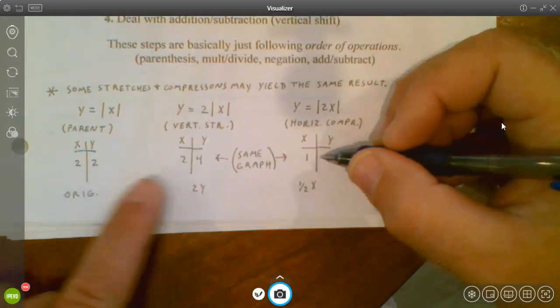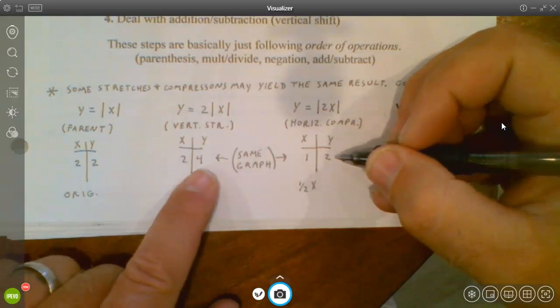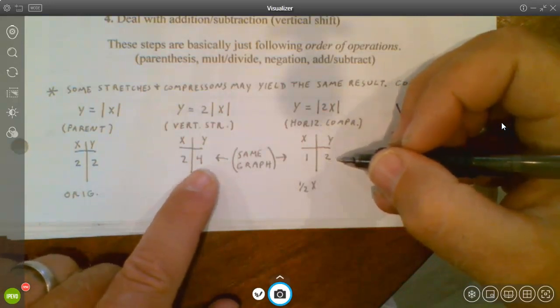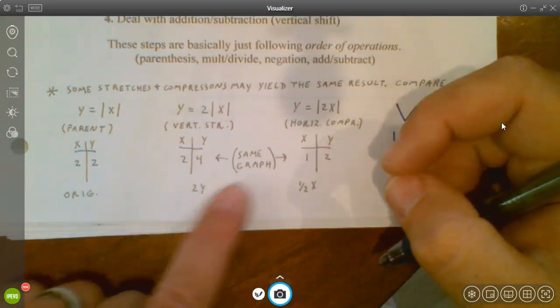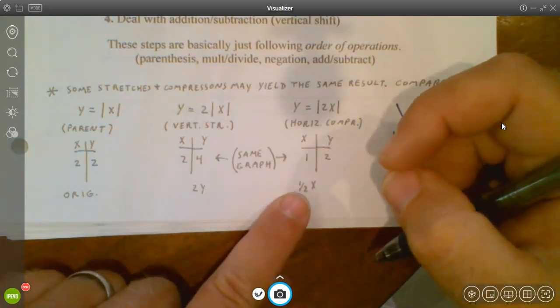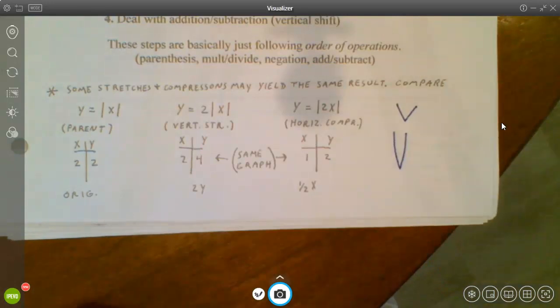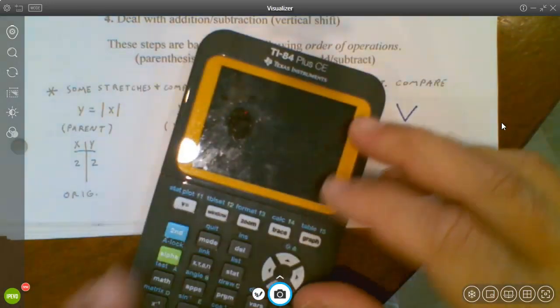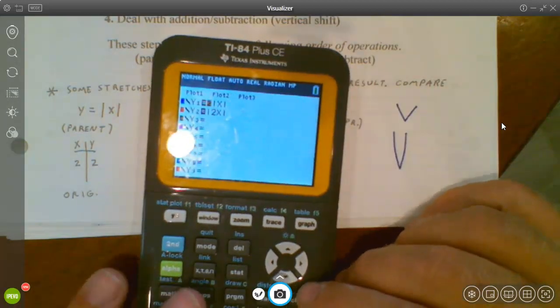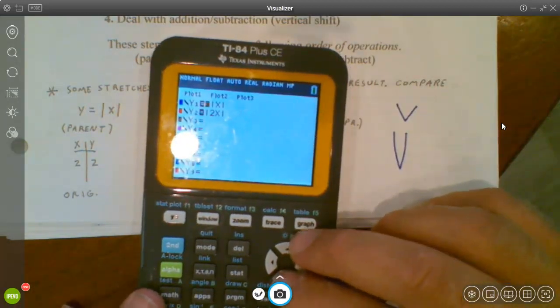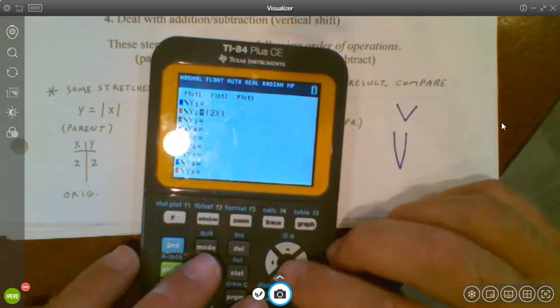Well, if you look at that, these points are on the same graph if you were to graph them both. Right? So this one doubled the y, this one just cut the x in half, but they're still on the same graph. So let me show you. Let me start with both of these at the same time. Actually, I'm going to clear this out just so it regraphs it for you.